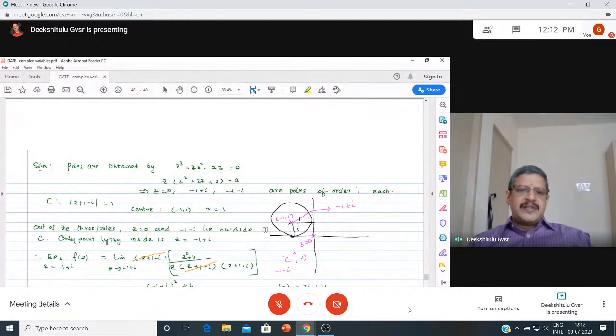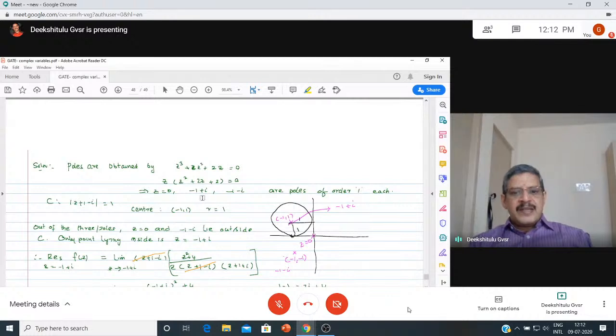If you consider the geometry, it's like this. Z is equal to 0 is here, outside the circle. Z is equal to minus 1 minus I. That means both x and y are negative. So x and y are negative means this is here, minus 1 is outside the circle.